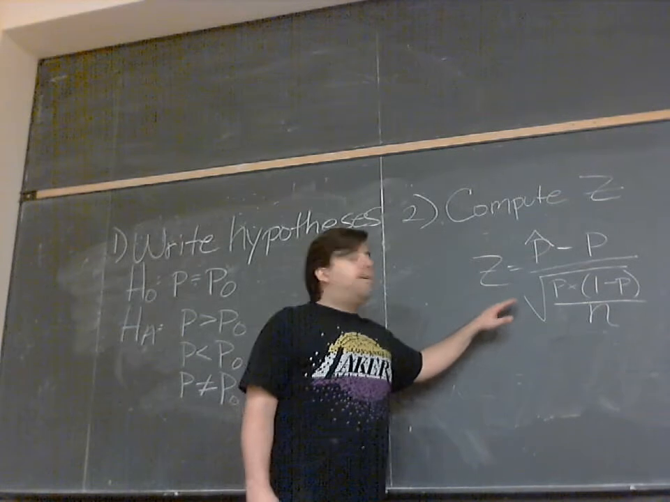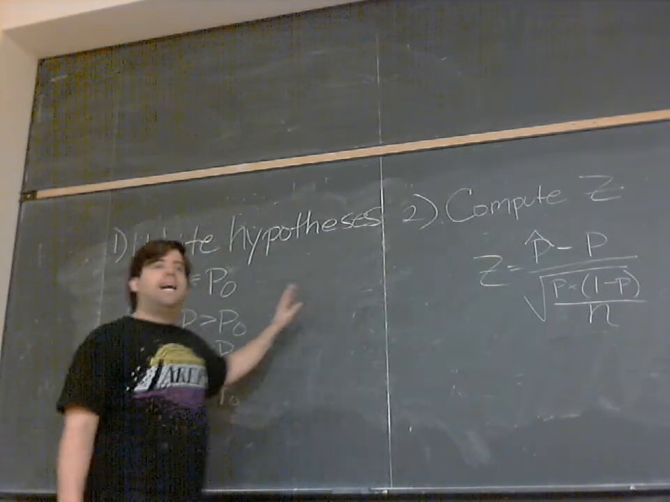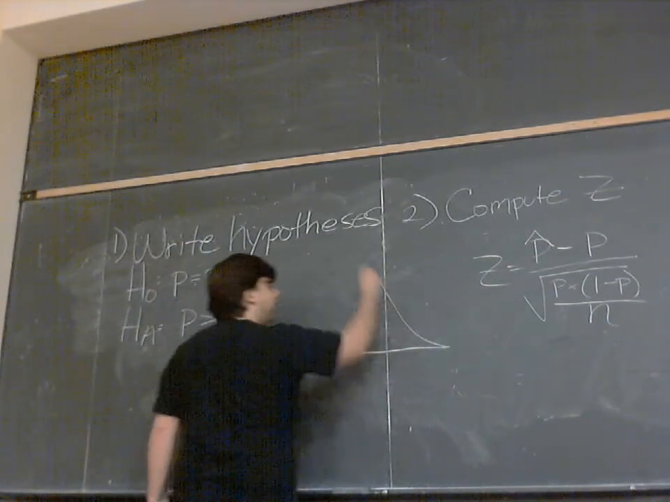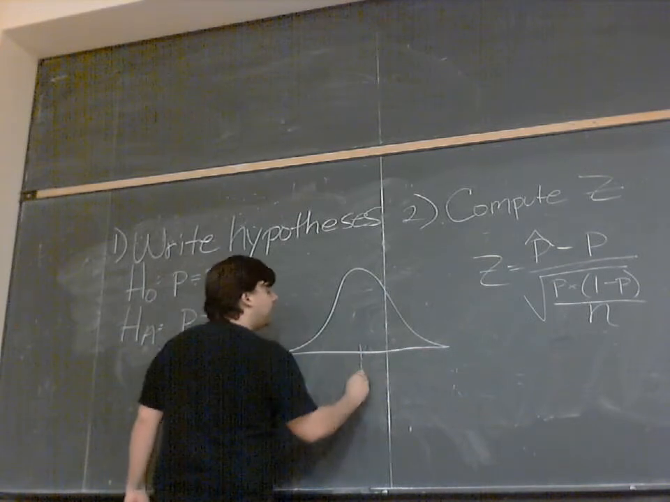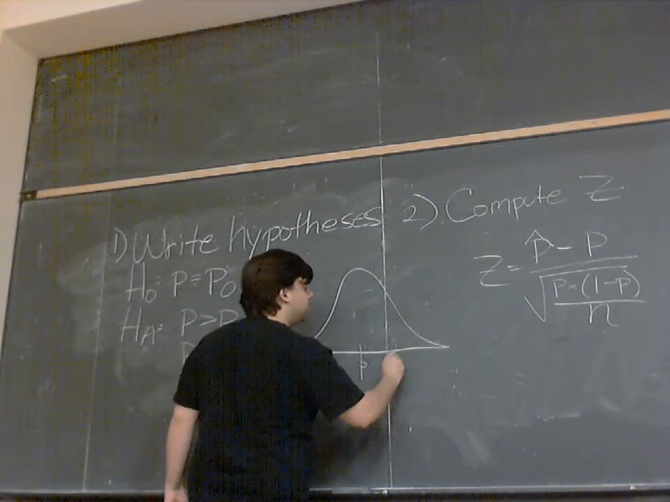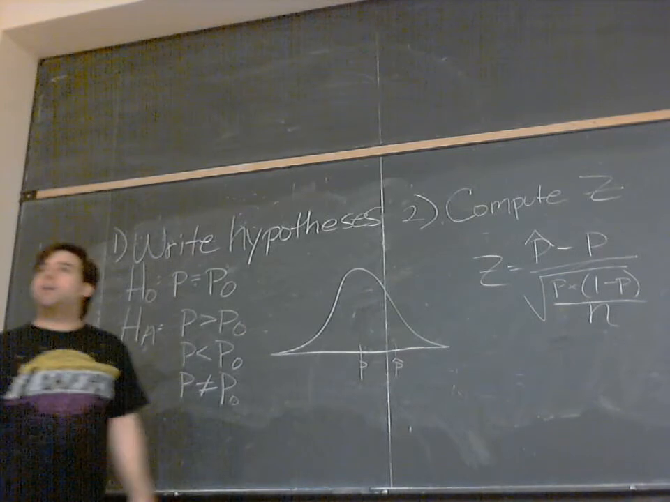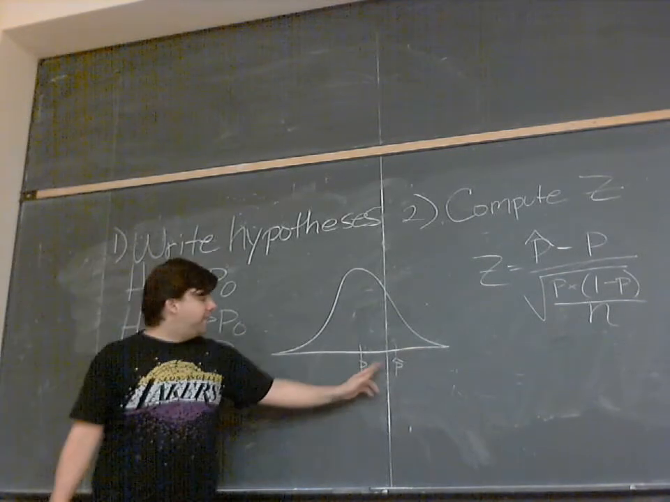Next, we're going to have a P hat and we're going to have a value of P. And if they agree, that's great. There's no need for a hypothesis test. So clearly the ones I give you are not going to agree. Here's P hat.